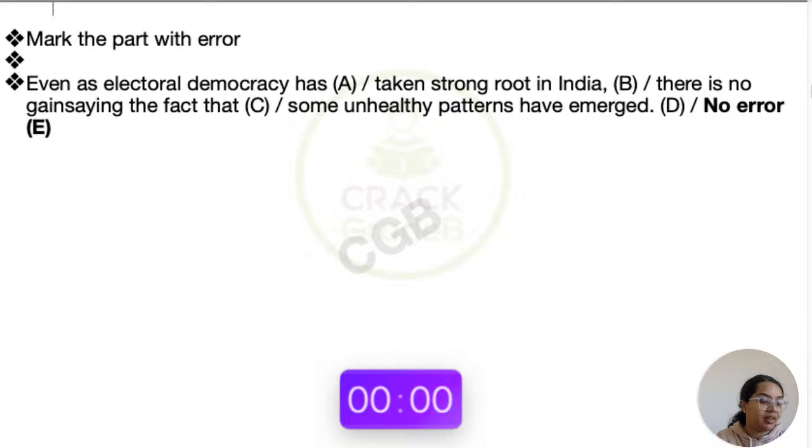There is no error in this one. I wish someone would have answered. Even as electoral democracy, even as this democracy has taken strong root. Now this take strong root, this is a phrase as well, okay?